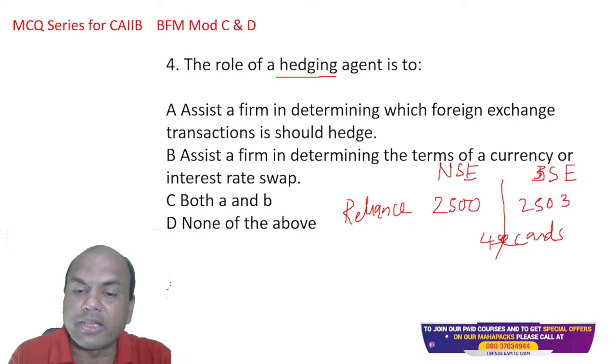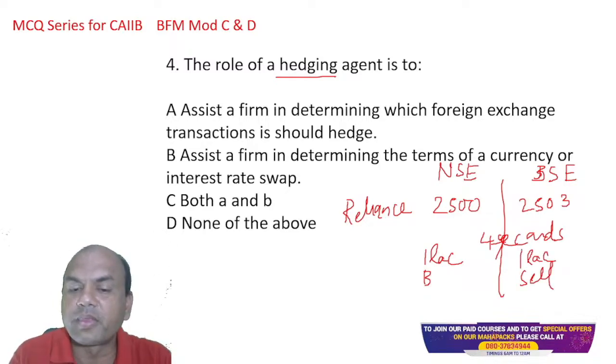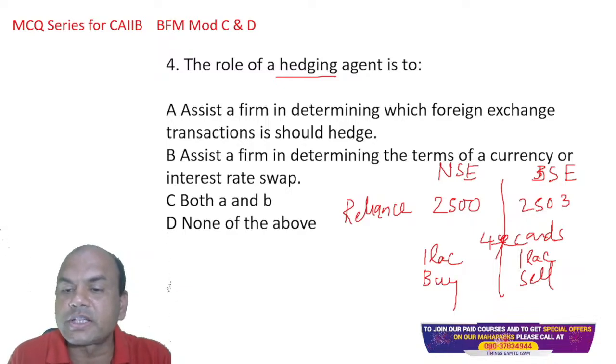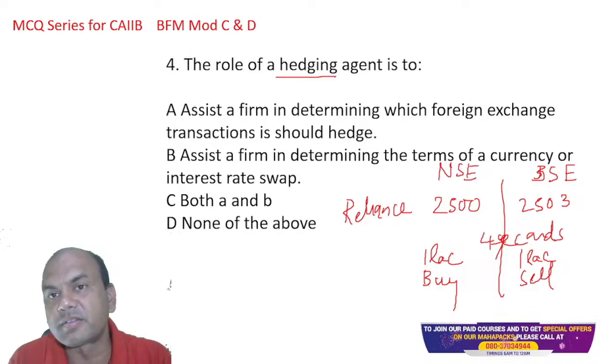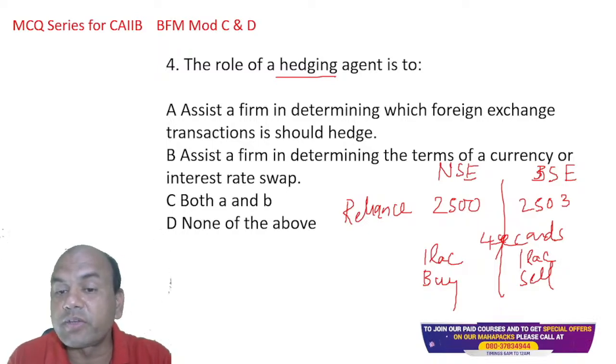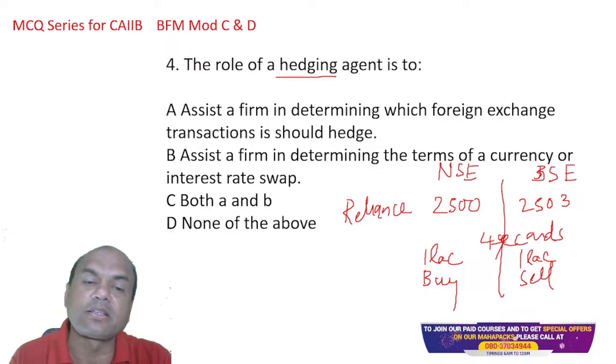I'll buy 1 lakh shares over here and sell 1 lakh shares over there. Buy here, sell here. I'll do it in 4 seconds, so I earned 3 lakhs in 4 seconds. But what is the risk? If I delay in this, I'm gone, because the prices will automatically catch up with each other.